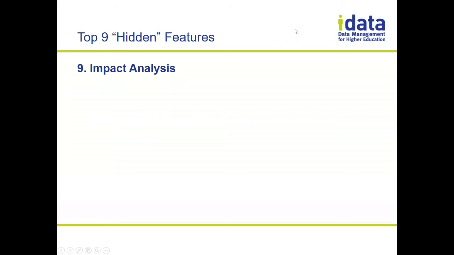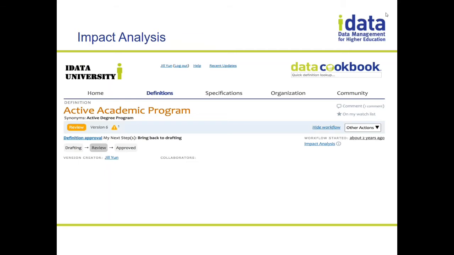Number 9 is impact analysis, which in fact there was some presentation on during our spring user group meeting, but I thought it'd be worth bringing up again. And so impact analysis is a way of detecting whether the changes you're making to a definition or a specification, or in fact any other kind of object that you maintain in the cookbook, has a potential effect on other objects, other definitions or specifications.